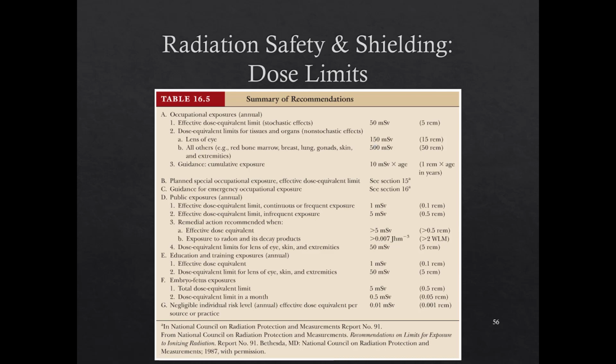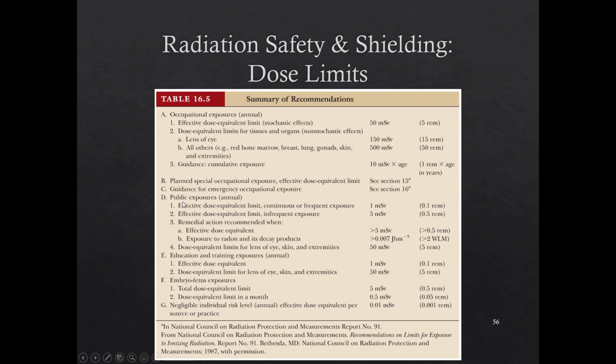And if you're trying to figure out what guidance principle to use for cumulative exposure, you multiply 10 millisieverts by their age. The other one that I'm going to expect that you know is going to be the embryo fetus exposures. So if there's an occupational worker that has declared pregnancy, the total dose equivalent over the entire course of the pregnancy is going to be 5 millisieverts. The dose equivalent in a month is going to be half a millisievert.